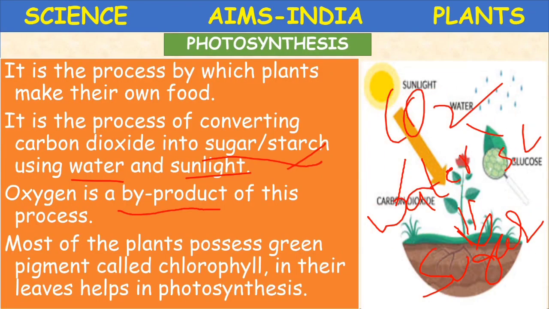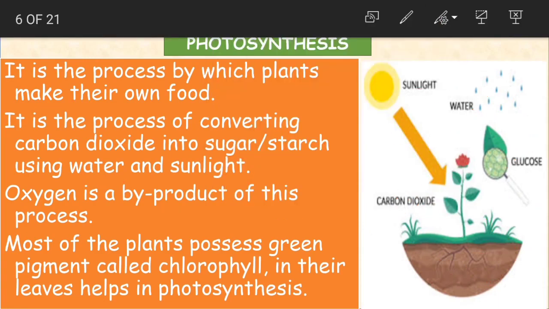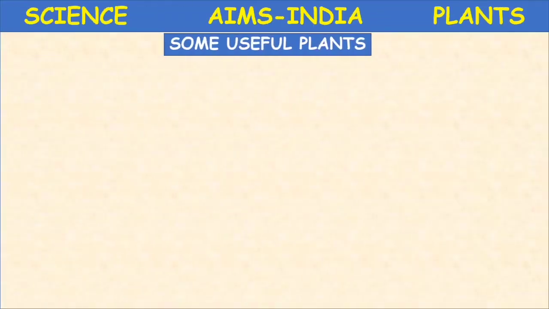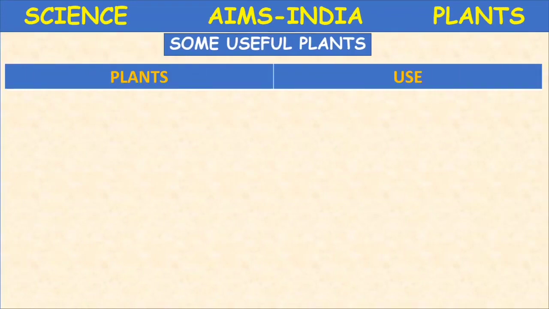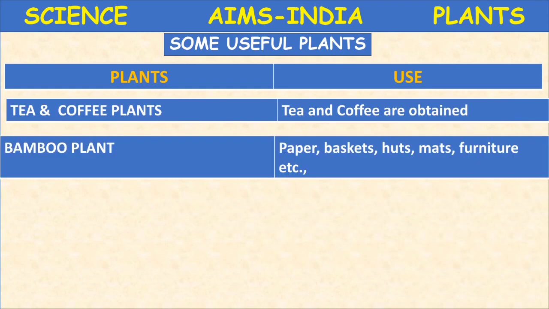Yes, now see here, you are having a picture here. Sunlight, water, glucose and carbon dioxide, like the process of photosynthesis. Let us see some useful plants and their usages here, like how they are useful to us.